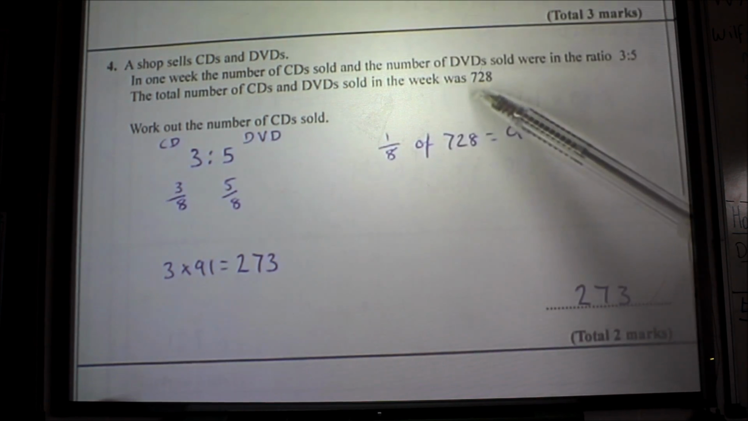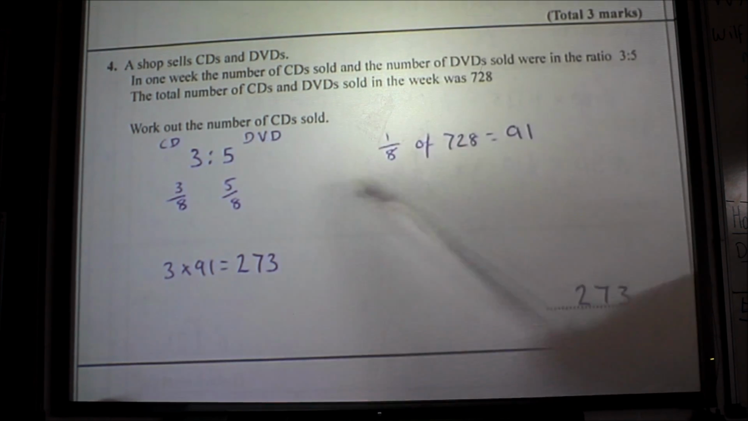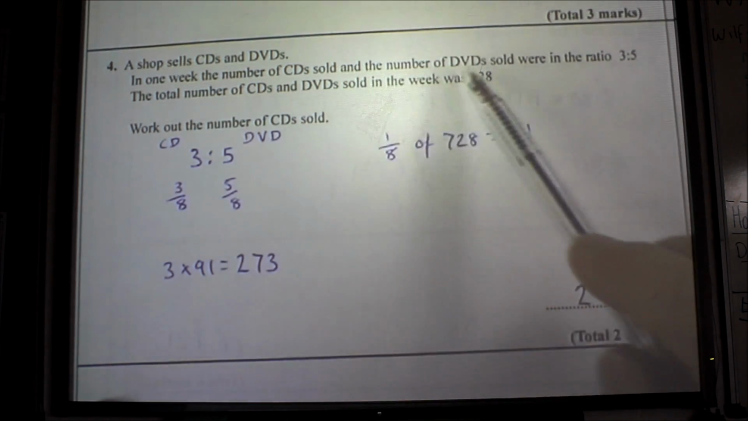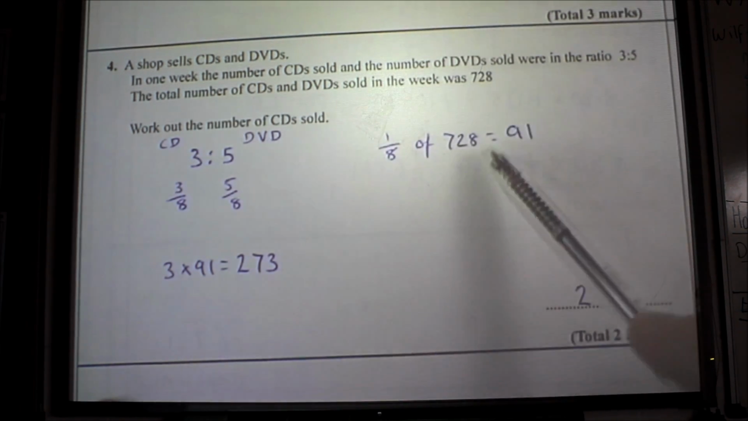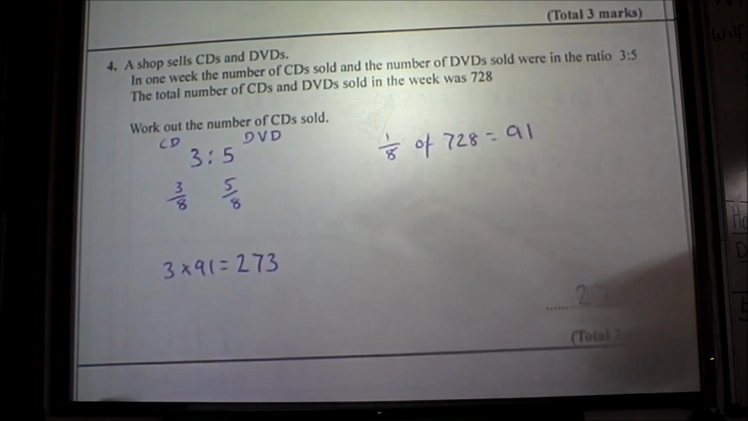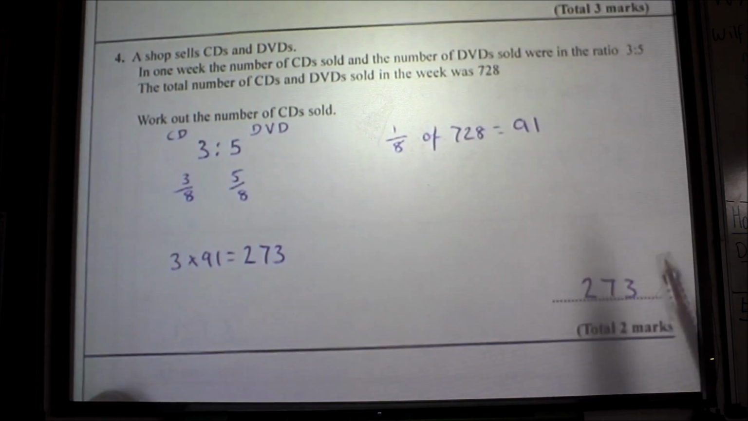They've sold 728, work out the number of CDs sold. So you want 3/8 of 728. So 1/8 is 91, so 3/8, 3 91s is 273.